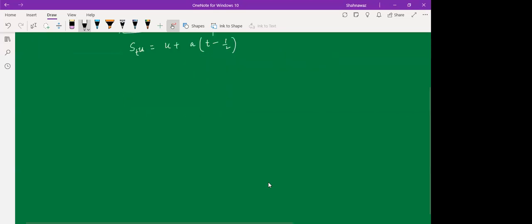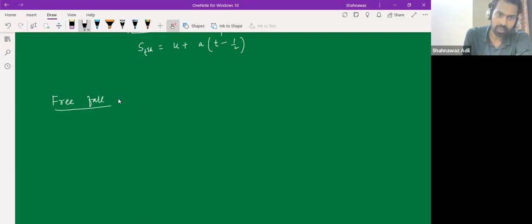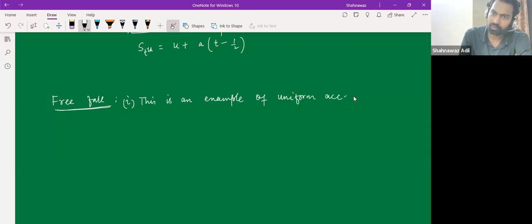Yeah, so the next topic is the graphical solution, when we'll talk about free fall. So what is free fall? This is an example of uniform acceleration.